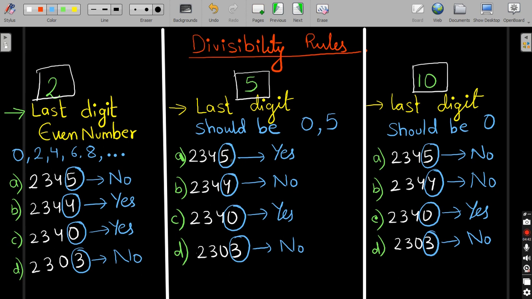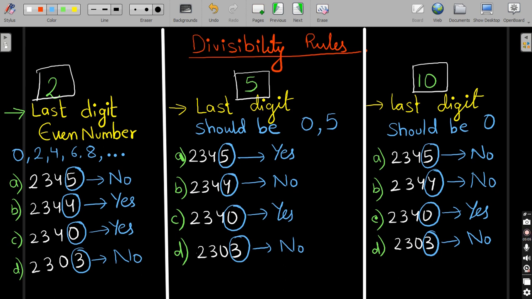By seeing the last digit itself, we can identify whether the number is divisible by a particular number or not. Up to here you understood, I think. Let us revise what we have learned. If the last digit is an even number, then we can say the number is divisible by 2. If the last digit is 0 or 5, then we can say the number is divisible by 5.